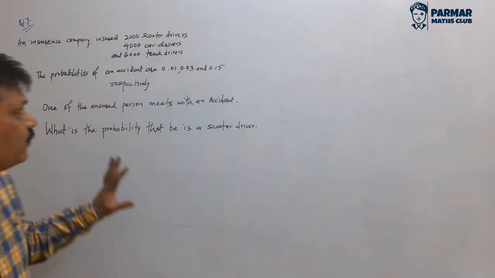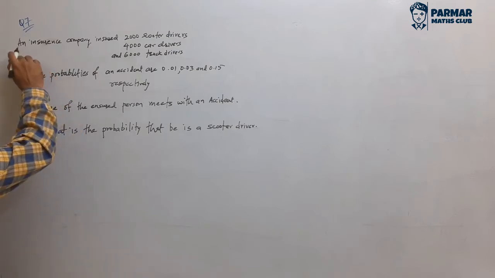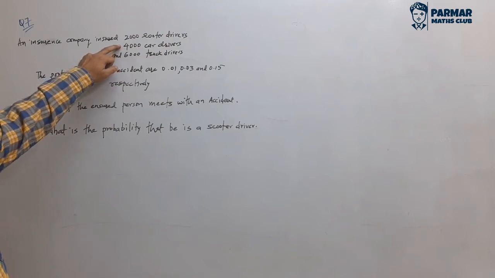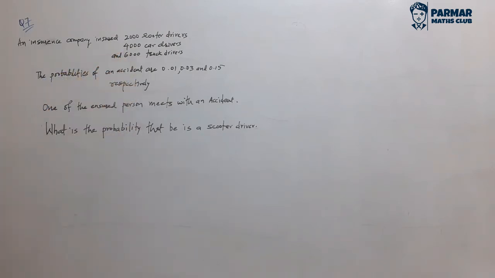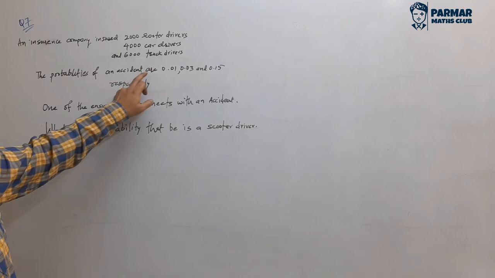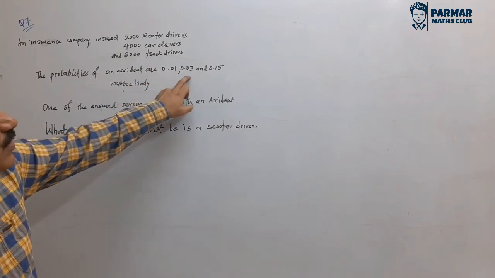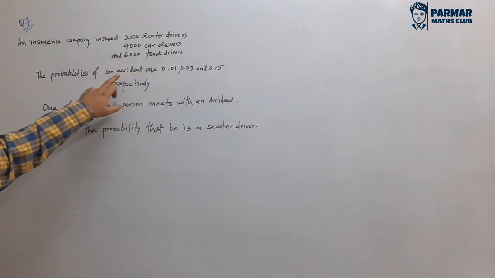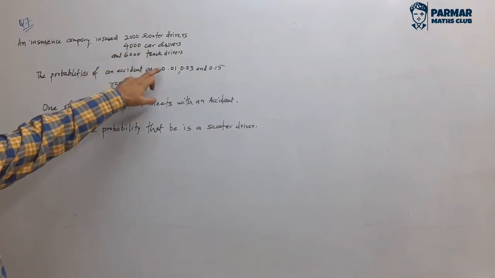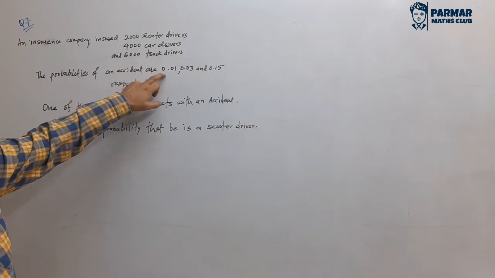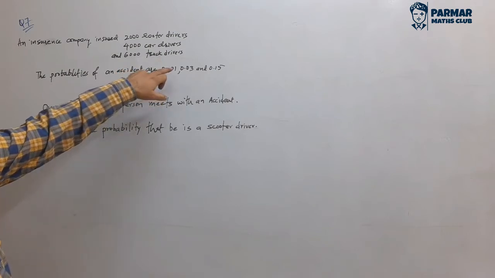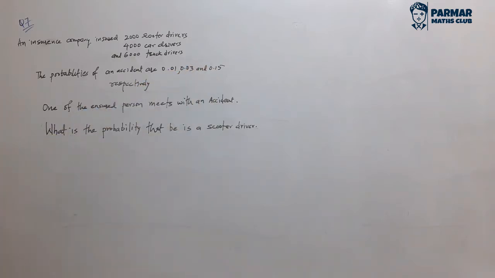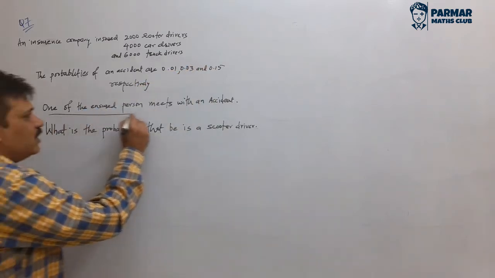Well, we have taken one more question. An insurance company insured 2,000 scooter drivers, 4,000 car drivers and 6,000 truck drivers. The probability of an accident is 0.01, 0.03 and 0.15 respectively. Means the probability of accident if the driver is a scooter driver is this, if the driver is a car driver is this, and for the truck.